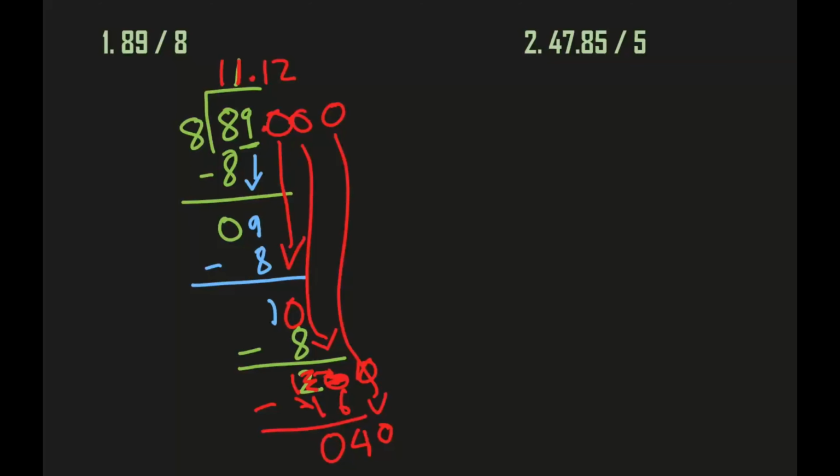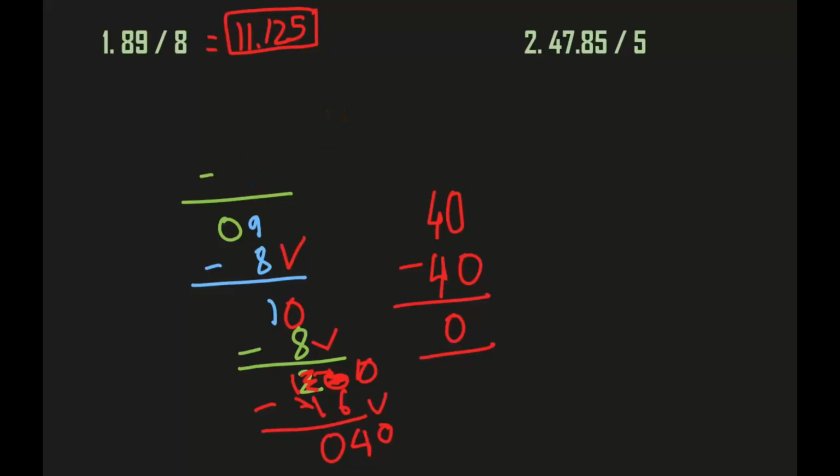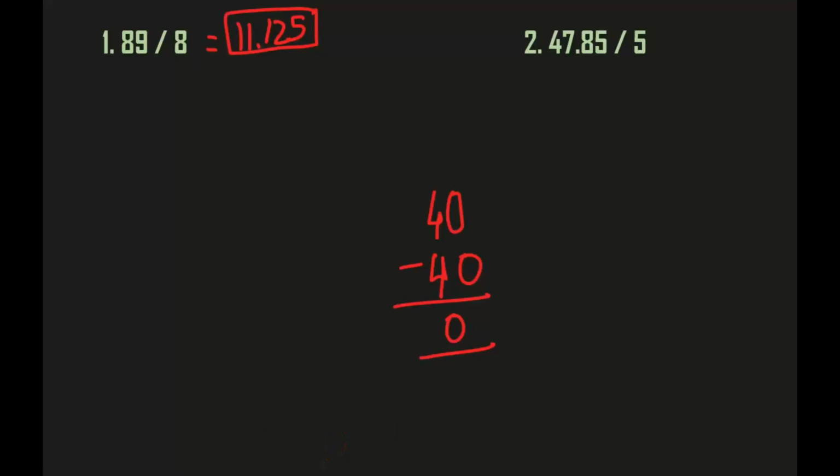So I'm going to continue it right here. So we have 40. 8 times 5 equals 40. So we'll subtract. 40 minus 40 equals 0. So that means 89 divided by 8 equals 11.125. So that's our answer. I'm going to erase all the work just because I need space for the other problem. So there we go. Now I'll do the second one.